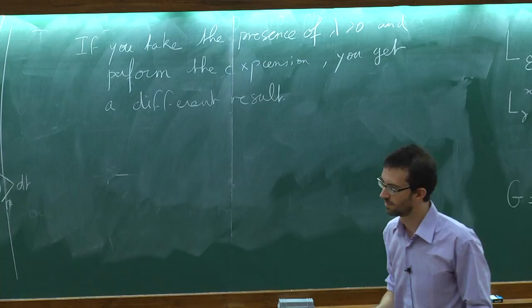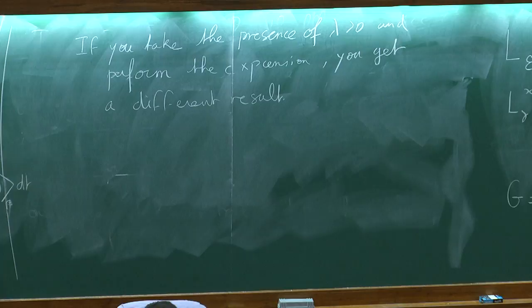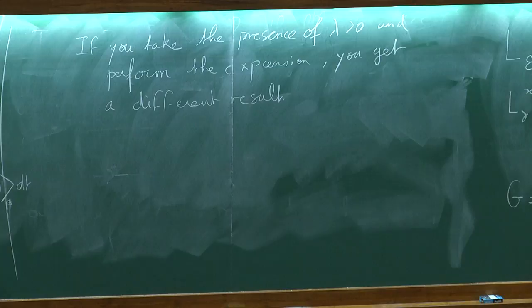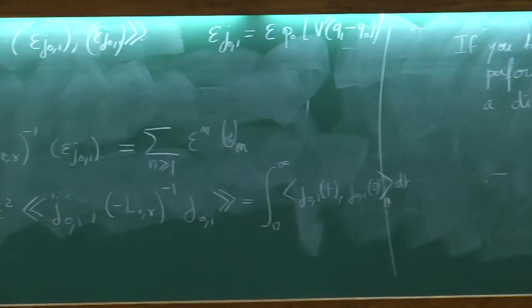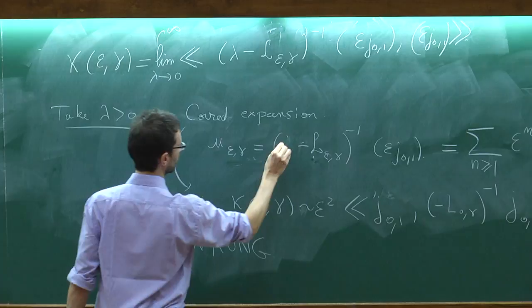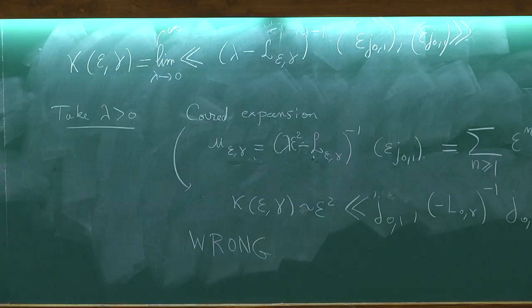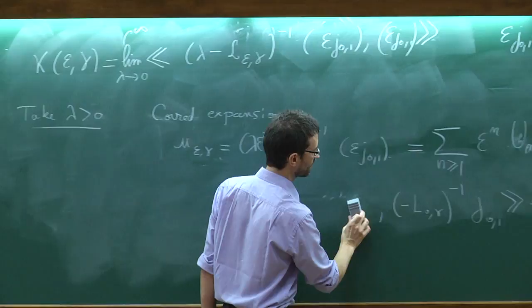Okay. So since I don't have a lot of time, I don't write the expansion. I will write directly the result. Okay. Maybe I have to write a little bit. So now we take lambda strictly positive and make the correct expansion, introducing this lambda. In fact, it turns out that it is better to normalize this lambda by epsilon squared. It doesn't change anything, but for the computation, it is better. And then with the presence of this lambda, we can perform the expansion.